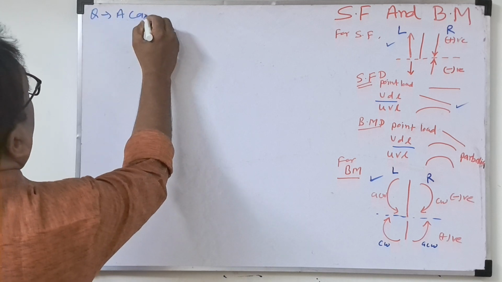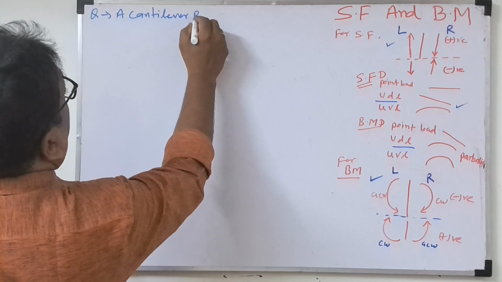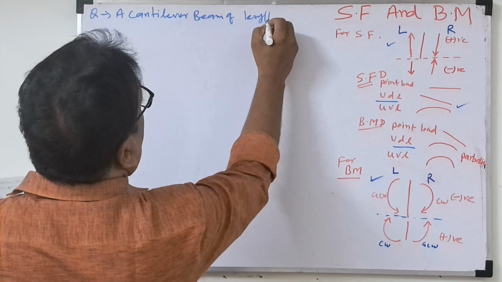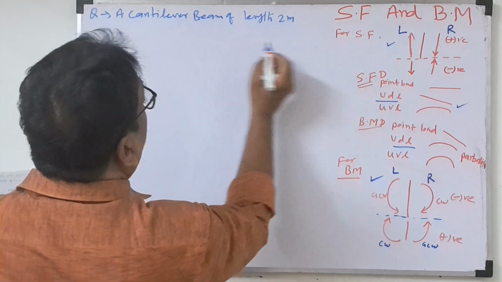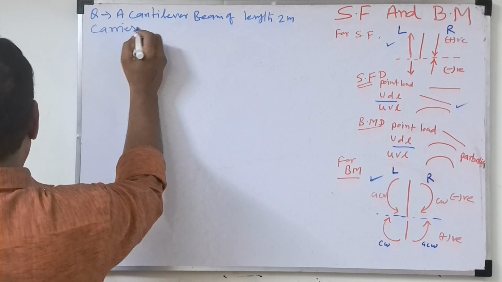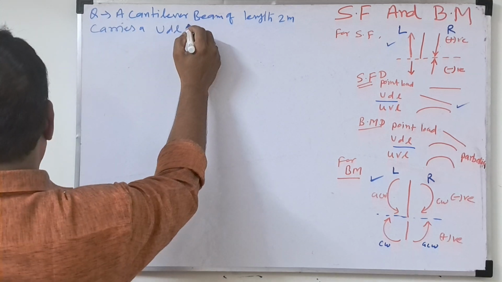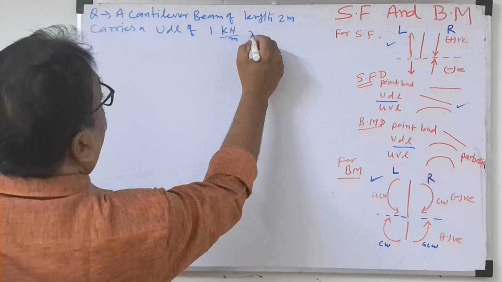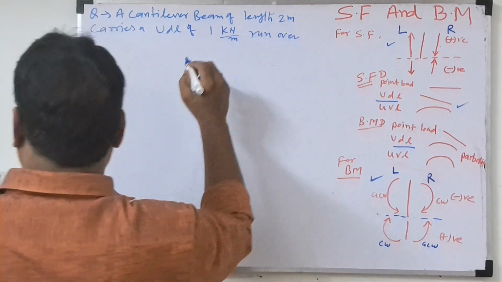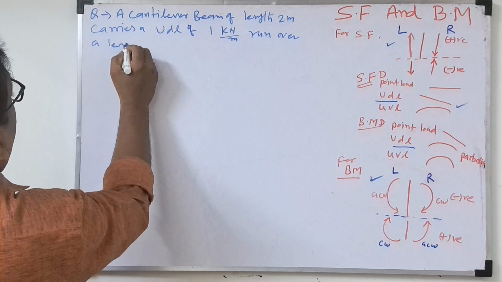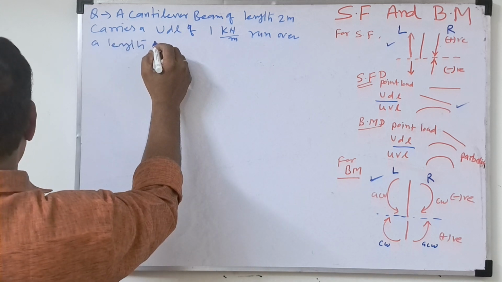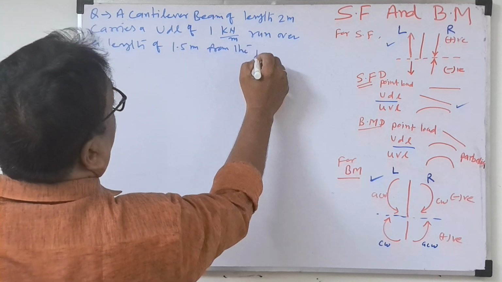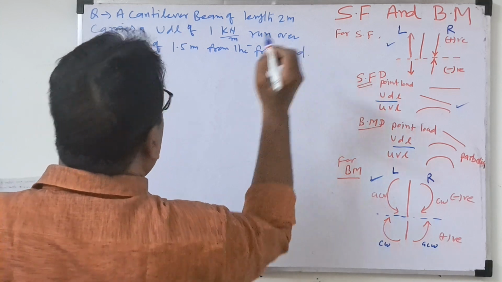Question A. A cantilever beam of length 2 meter carries a UDL, uniformly distributed load, of 1 kilonewton per meter, run over a length of 1.5 meter from the free end. So they have given it in words.